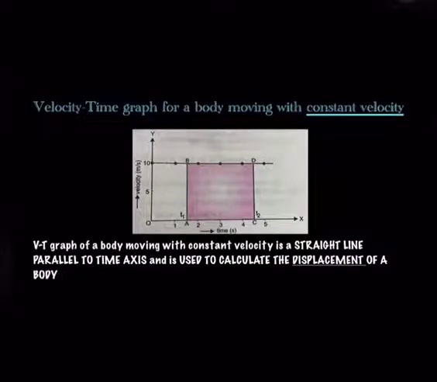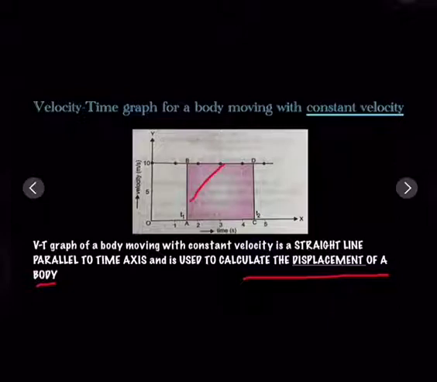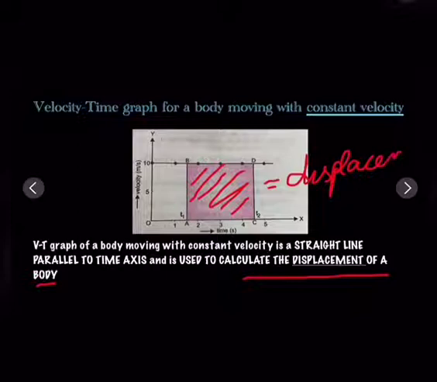So in this case, the first one is velocity time graph for a body moving with constant velocity, means the velocity is not changing. In this case, the graph comes out to be a straight line parallel to the time axis and it is used to calculate the displacement of the body. So the area under the velocity time graph is equal to the displacement of the body.